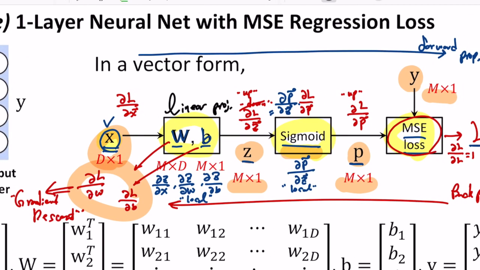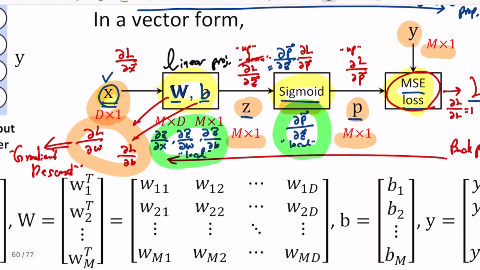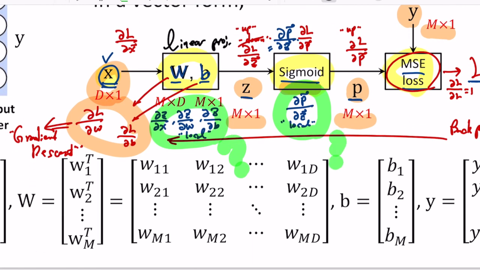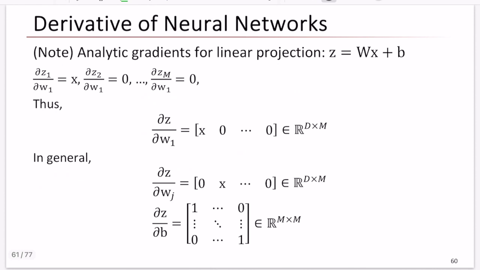It's very simple. The only remaining question is how to find the local gradient for the sigmoid function and the local gradient for the linear projection layer. That's going to be our objective. So from now, let's talk about how to find the local gradient for the sigmoid function and the local gradient for the linear projection layer. That's it. Alright, so let's do that.